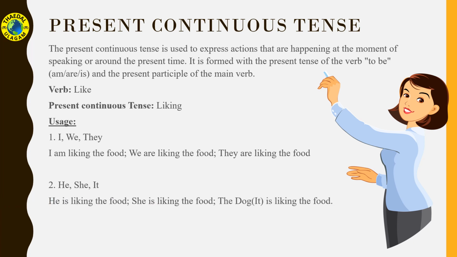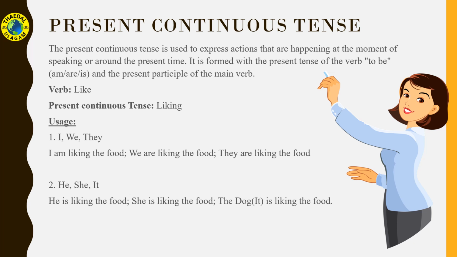Present continuous tense. The present continuous tense is used to express actions that are happening at the moment of speaking or around the present time. It is formed with the present tense of the verb, such as am, are, and is, and the present participle of the main verb. Consider the verb like. The present continuous tense of like is liking. Take a look at the usage.